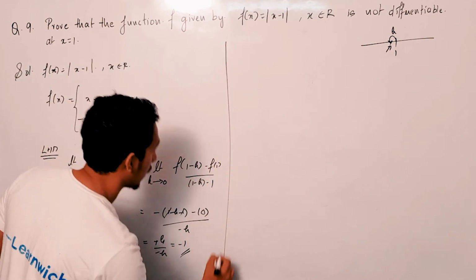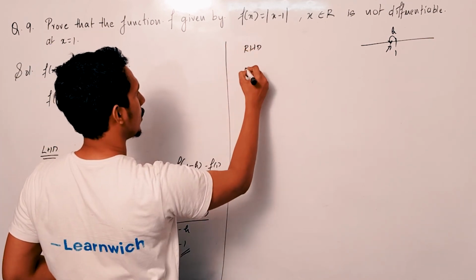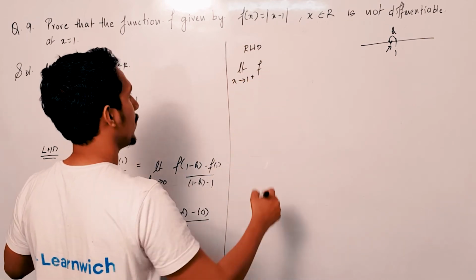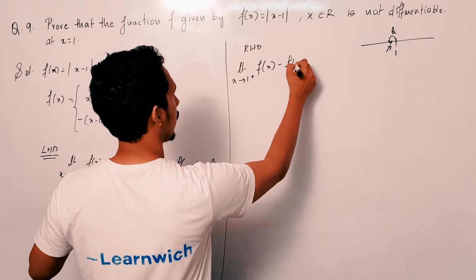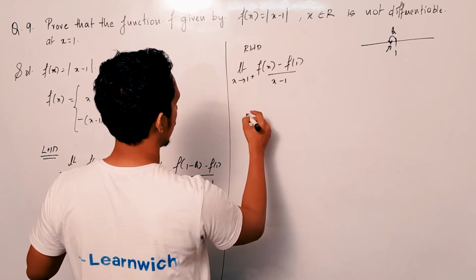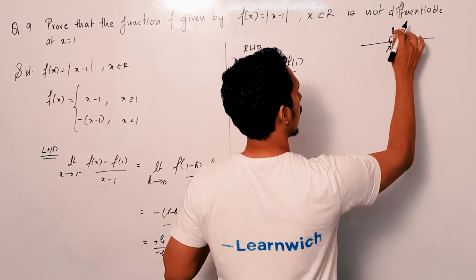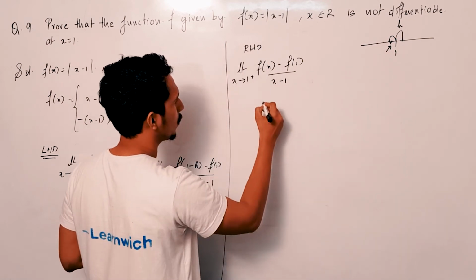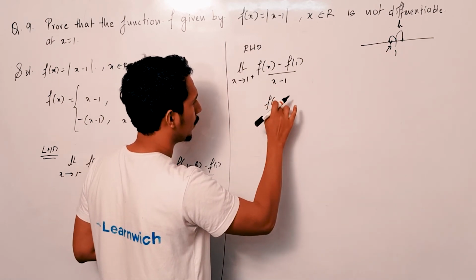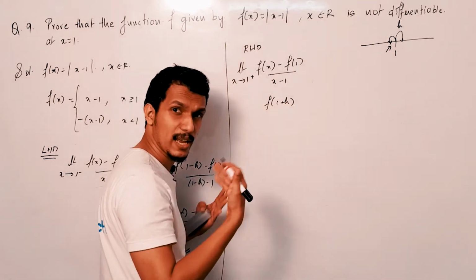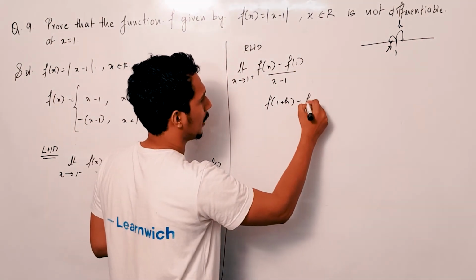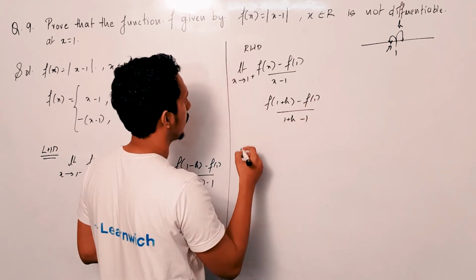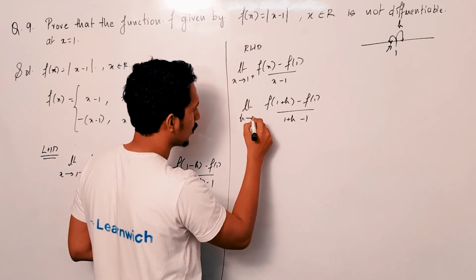Now let's go to the right hand derivative. What is the right hand derivative? Limit x tends to 1 plus, f of x minus f of 1 divided by x minus 1. So 1 plus means it is somewhere to the right of 1 at a very small quantity h. So this becomes f of 1 plus h, some value greater than 1, minus f of 1, divided by, instead of x, I have 1 plus h minus 1. Here limit h tends to 0.